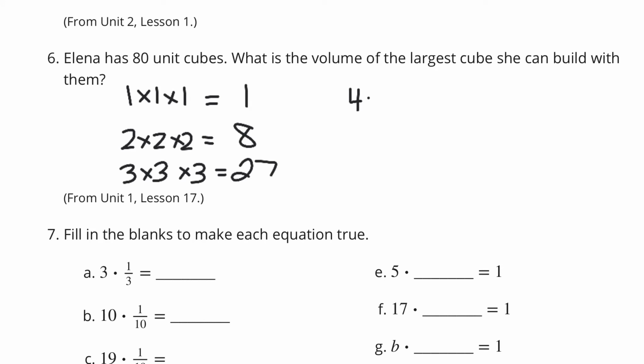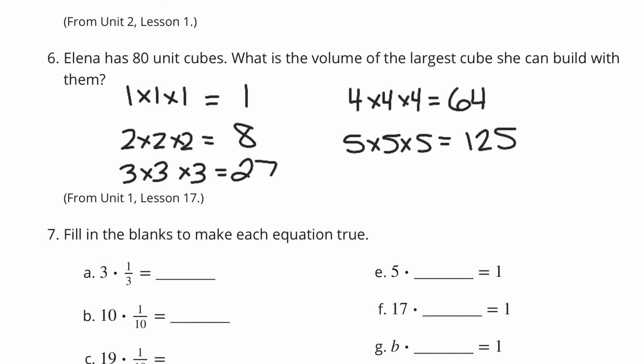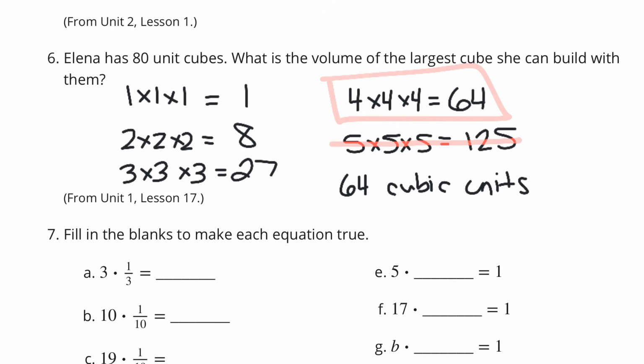What about 4? Could we go 4 times 4? That's 16. Times 4 is 64, so that still fits under our 80. What about 5? Could we go 5 times 5 times 5? That would be 125, and so that is going to actually now be too big. And so the largest that she could build would be a volume of 64 cubic units from a 4 by 4 by 4 cube.